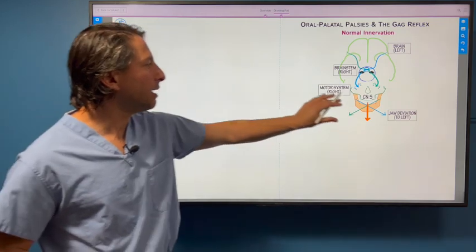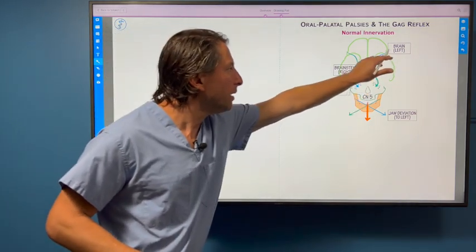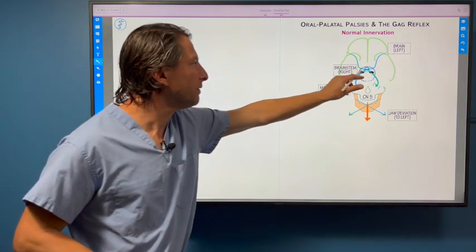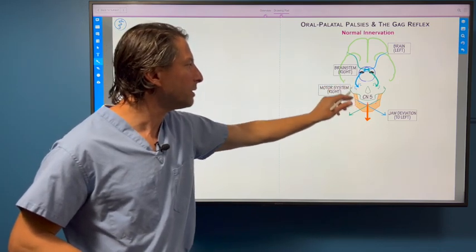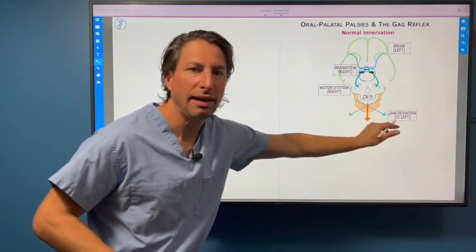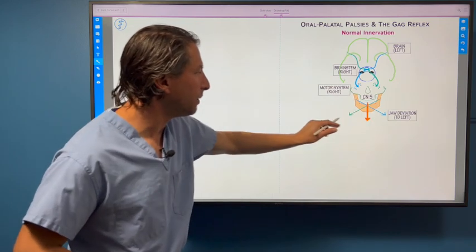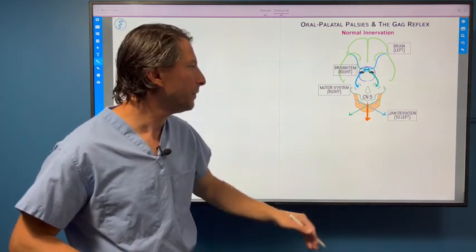So, oral palatal palsies and the gag reflex. Here's the setup, and we'll start with cranial nerve 5, the trigeminal motor. Innervation comes, for instance, from the brain on the left, innervates the right brainstem, which then innervates the motor system on the right, which causes jaw deviation to the left. And then the opposite side causes deviation towards the right, so the jaw protrusion is forward, it's balanced.